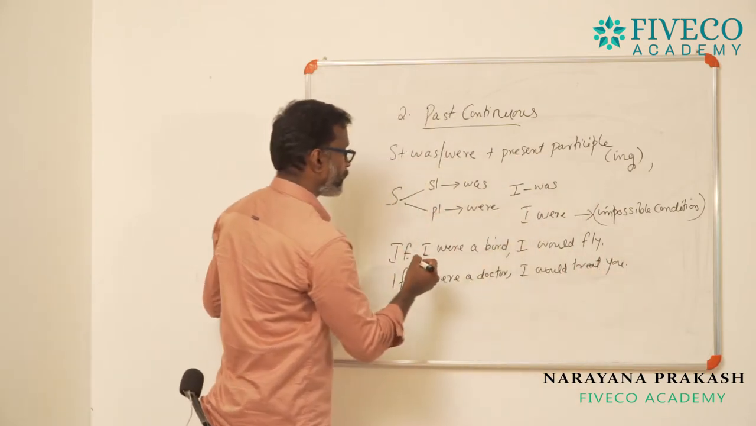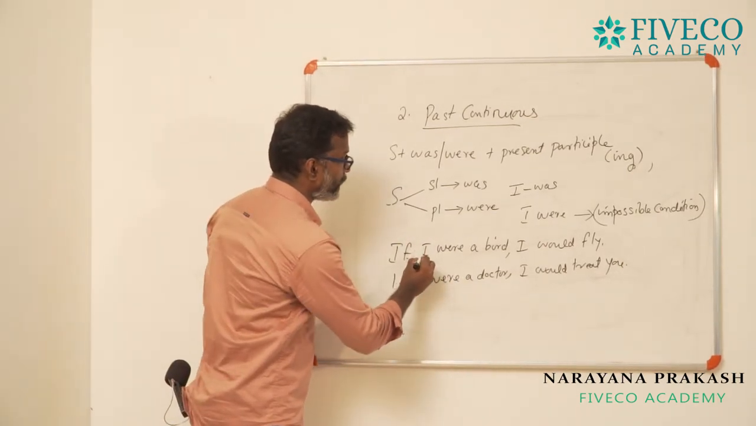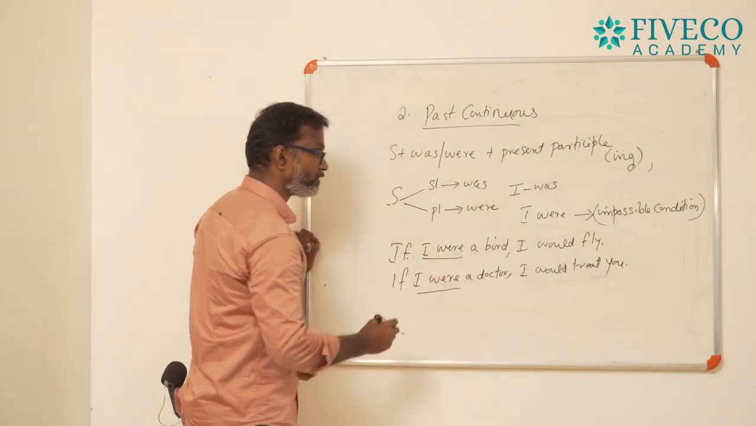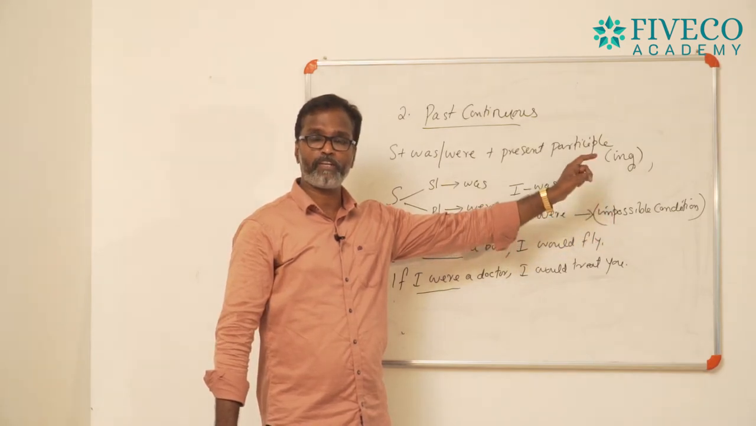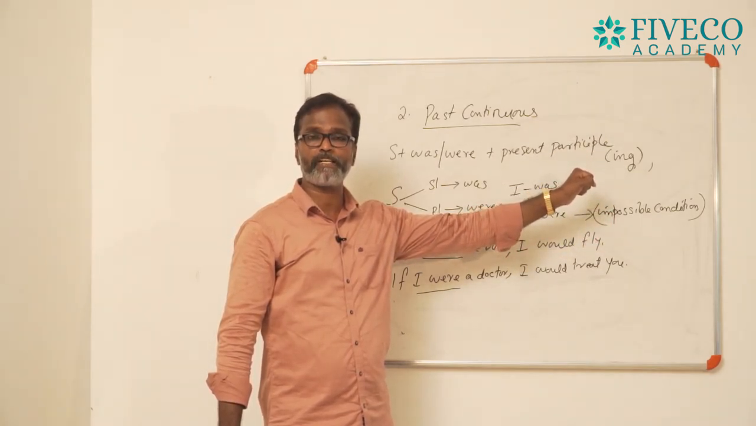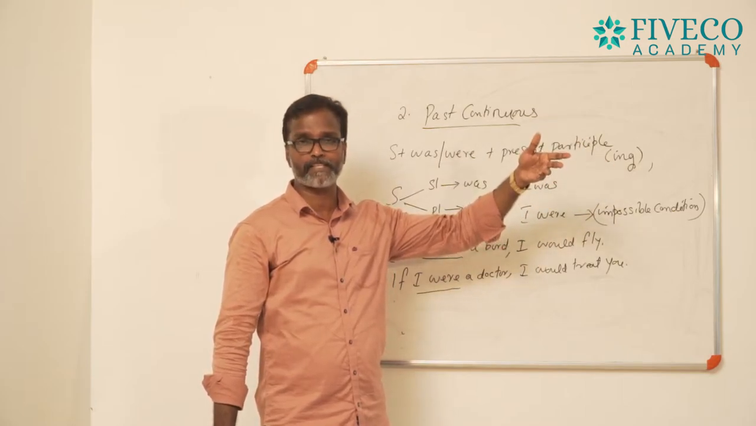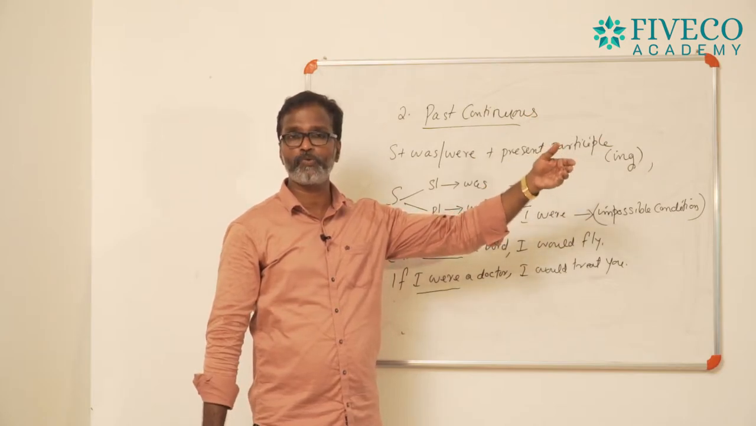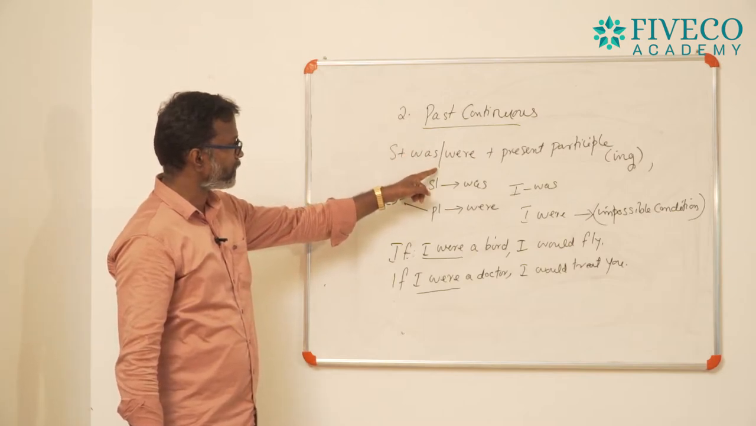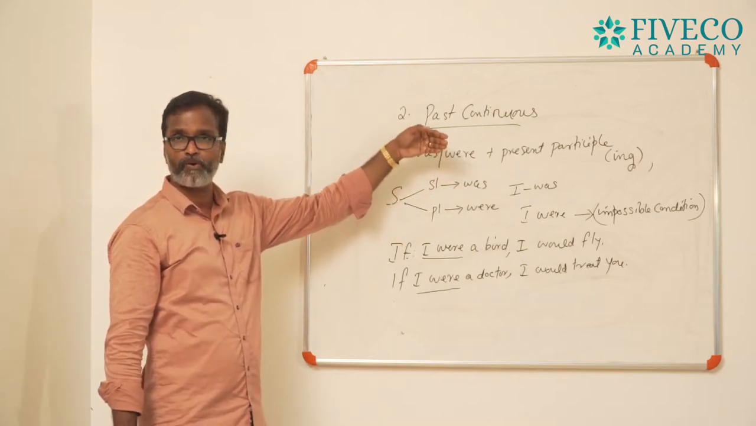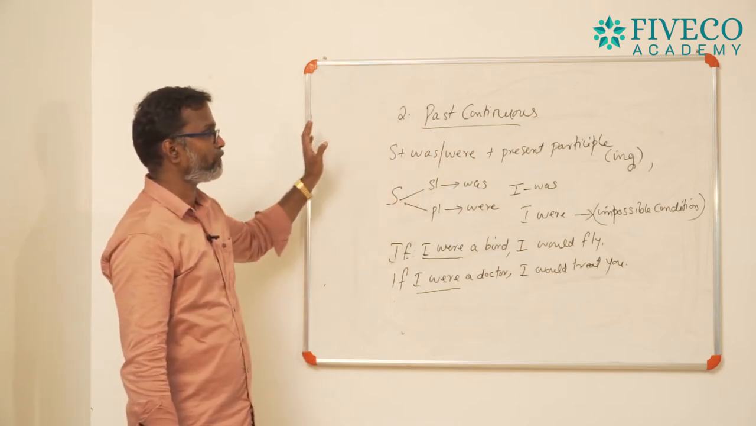Listen, I am specially mentioning the application of I were, which expresses an impossible condition. If you need to express an impossible condition, you can use I were. In poems, you can see these kinds of things. Otherwise, you need to use only was with I. So, subject plus was or were plus present participle. I already explained this structure.